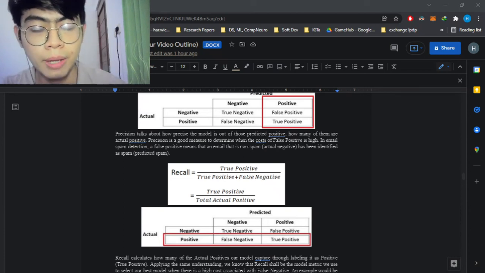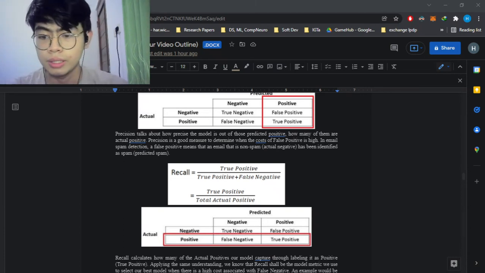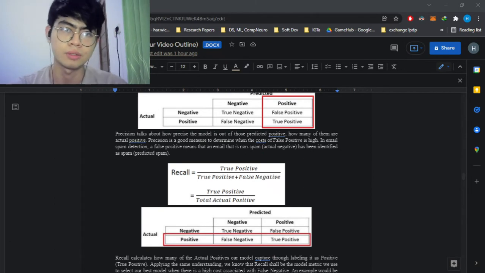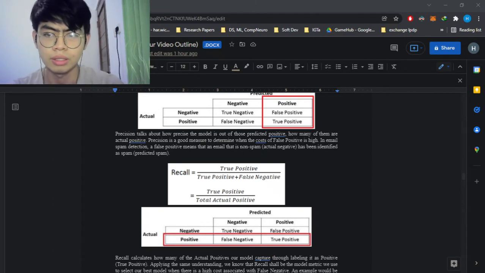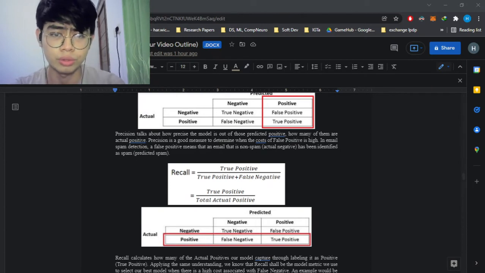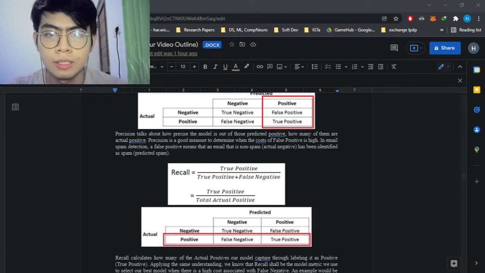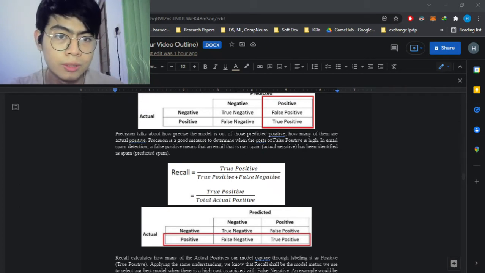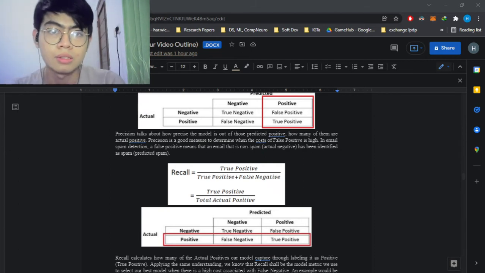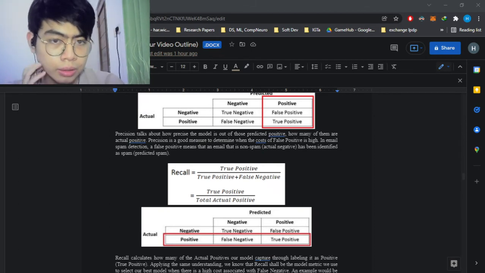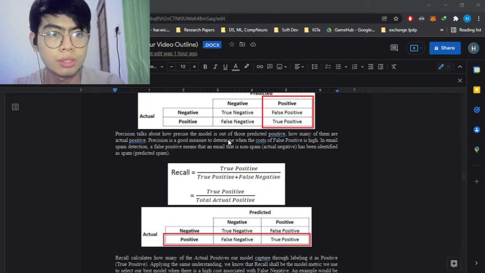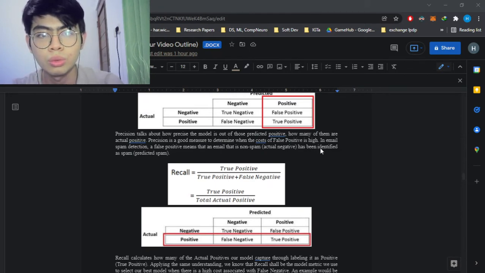All right, welcome back. So last time we talked about precision and accuracy. To refresh our minds, precision talks about how many of the predictions are actual positives. So it's a good measure to determine the cost of false positives. It is used when you want to be very sure of our prediction.